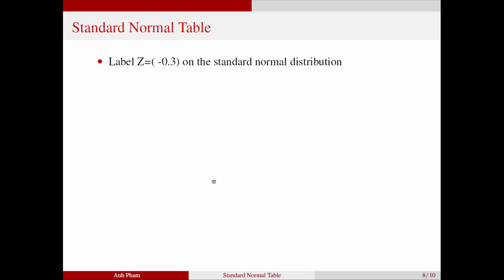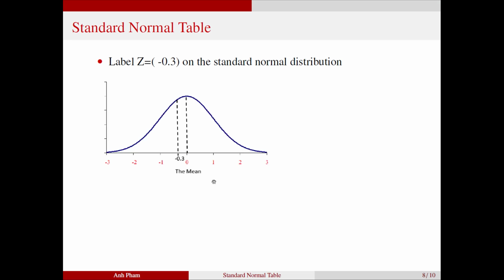So how do I label the z-score equal to minus 0.3 on the standard normal distribution? Again, the mean is in the middle, equivalent to the point that is 0 standard deviations away from the mean. And the observation with a z-score equal to minus 0.3 is to the left of the mean, or 0.3 standard deviations below the mean.